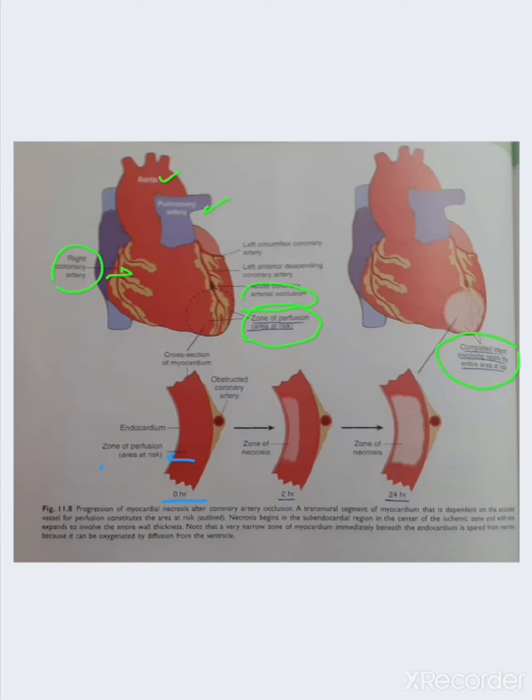So when we see the cross section of the myocardium, we can see at 0 hour the zone of perfusion, and this is endocardium, and this is obstructive coronary artery. After 2 hours we can see the zone of necrosis, and in 24 hours we can see the zone of necrosis has been enlarged, expanded to involve the entire wall thickness.